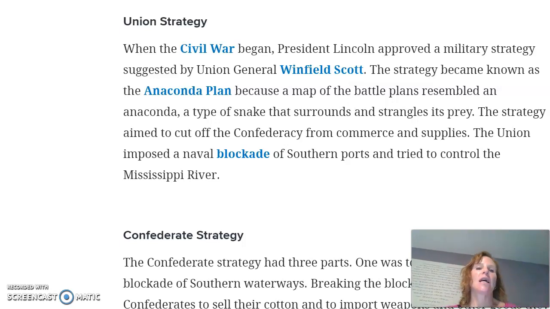So in this plan, they were going to cut off the Confederacy. They weren't going to have supplies. They weren't going to be able to sell and trade. And the Union also imposed a naval blockade. So when we talk about the Navy, we're talking about the water. So we're talking about a blockade, or a stopping, of the southern ports, which means that when the Confederate ships would come in, they could not get into their ports, or the places where they could dock their boats, okay? So that was the Union strategy.